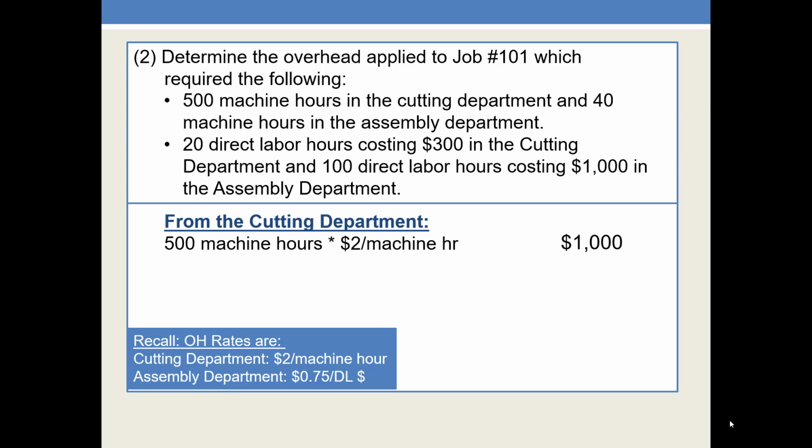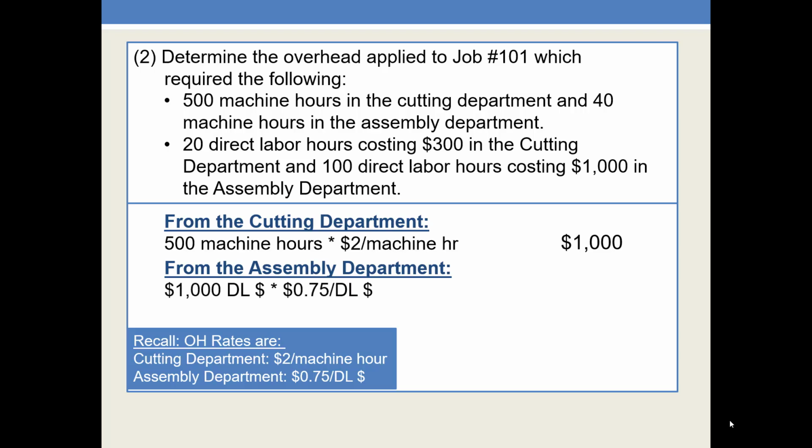Next, we'll apply overhead from the assembly department. We'll use our rate of 75 cents per direct labor dollar, and we'll multiply by the 1,000 labor dollars in the assembly department, $750. So the total overhead applied to Job 101 is $1,750. Now, of course, we would need to add the direct material and the direct labor used in the cutting and assembly departments to get the total cost of Job 101, but this is the overhead applied to Job 101.